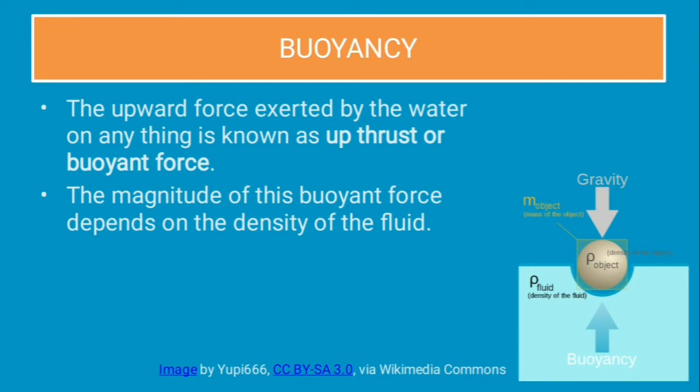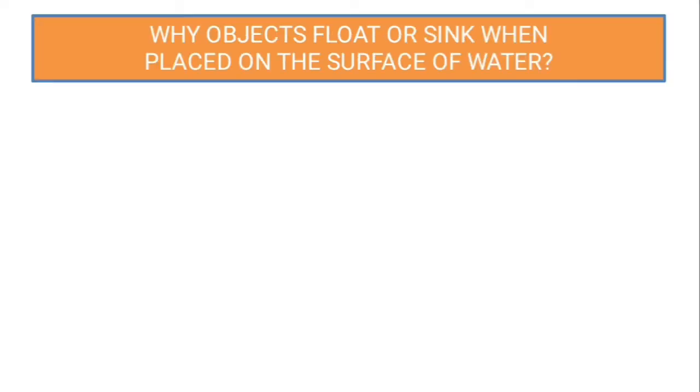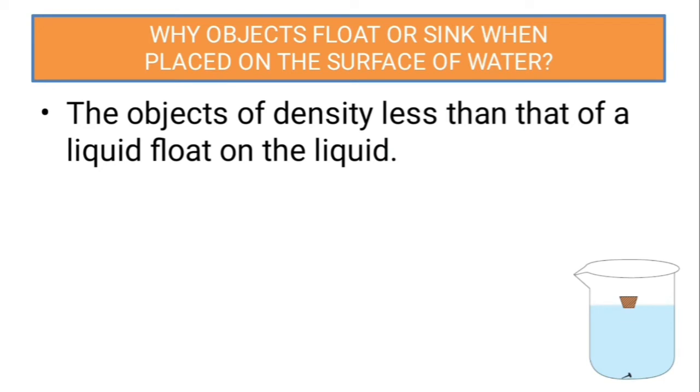The magnitude of this buoyant force depends on the density of the fluid. So it depends upon the density of the fluid, the buoyant force. So, why do objects float or sink when placed on the surface of water? The objects of density less than that of the liquid float on the liquid. So, this is the cork which is floating on the liquid. Why is it floating on the liquid? Because its density is less than that of the liquid.